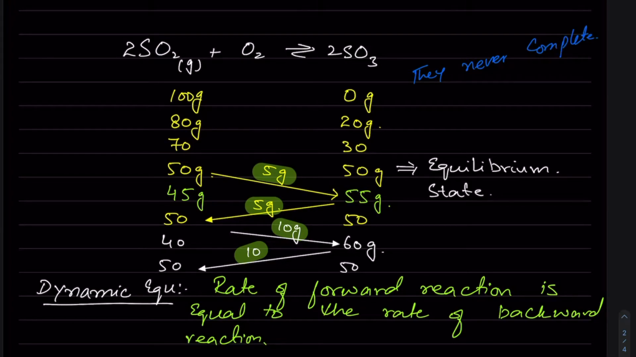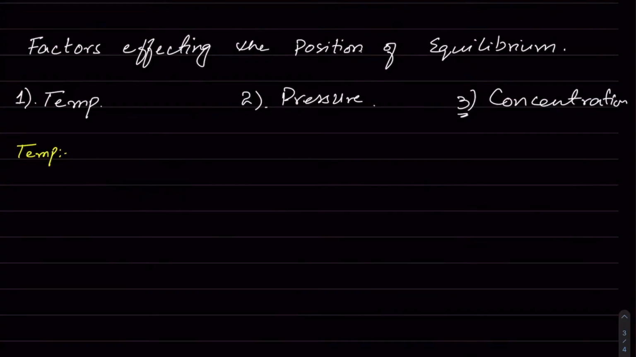So this was about position of equilibrium and what is meant by dynamic equilibrium and what is equilibrium state. Equilibrium state is when the amount of reactant is equal to the amount of product. Dynamic equilibrium is when the rate of forward reaction is equal to the rate of backward reaction.